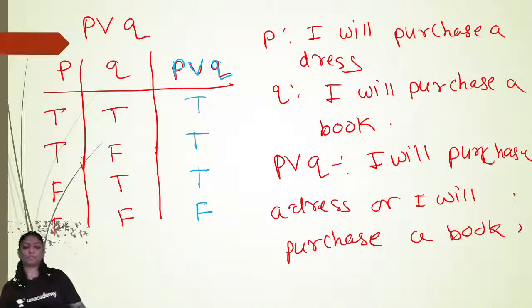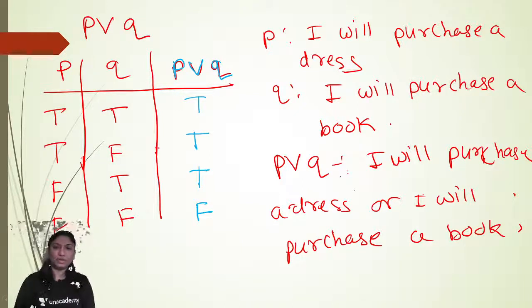This is your disjunction of P or Q. Disjunction P or Q. P disjunction Q. Okay. Now we move to the next logical connective.